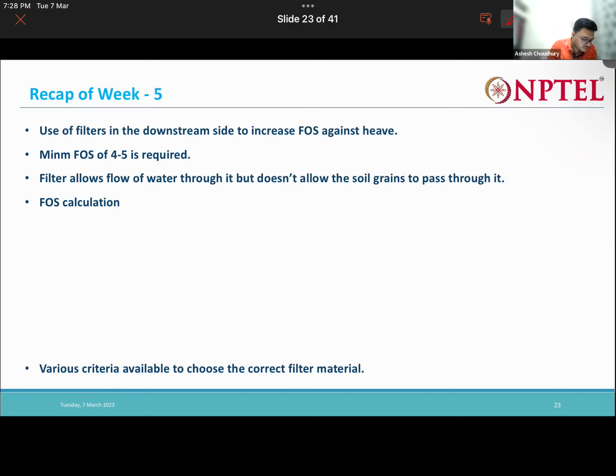Due to this, piping or boiling is also avoided. The erosion of the soil is stopped, so there is no formation of the pipe channel. All this factor of safety calculation was already taught in the class, so I won't discuss it. Let us start solving the problems now because it's already 7:30.